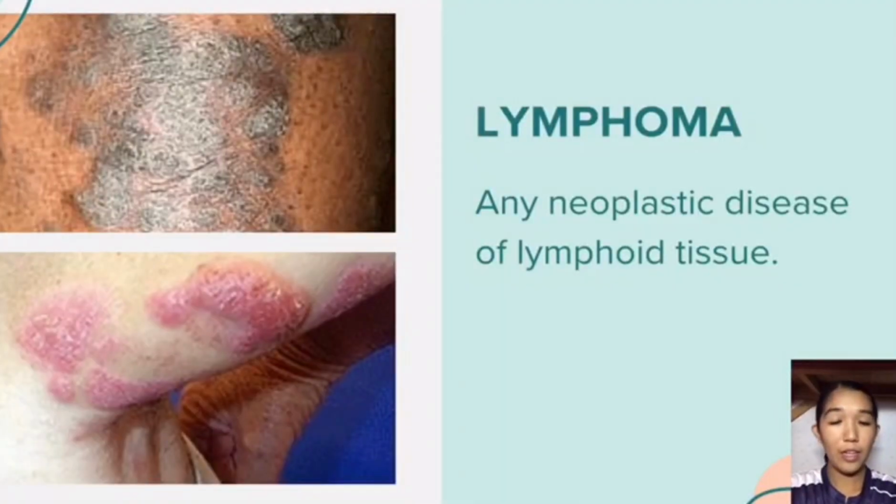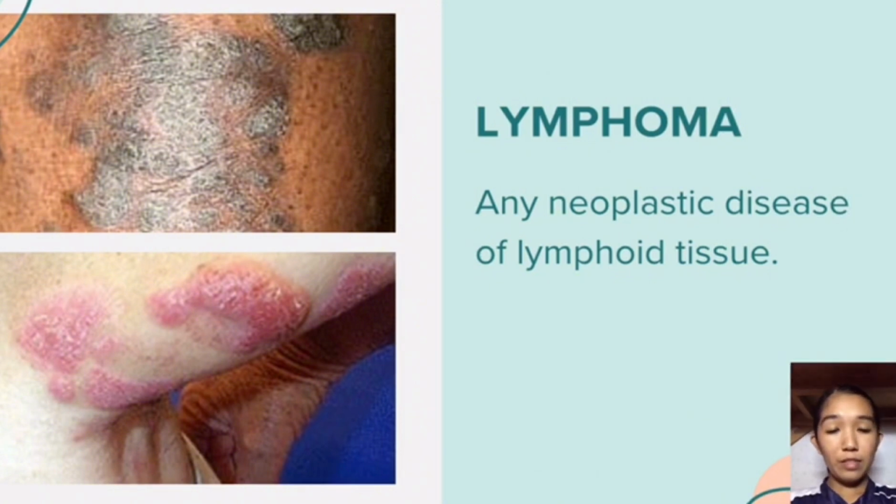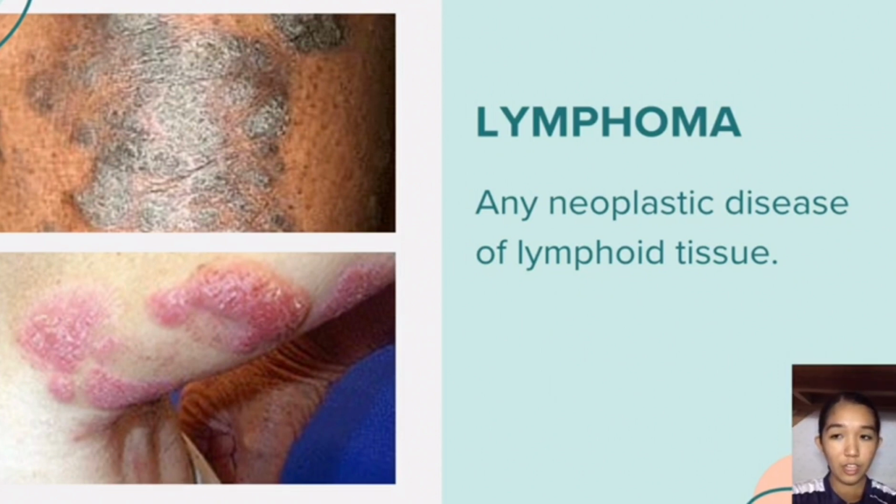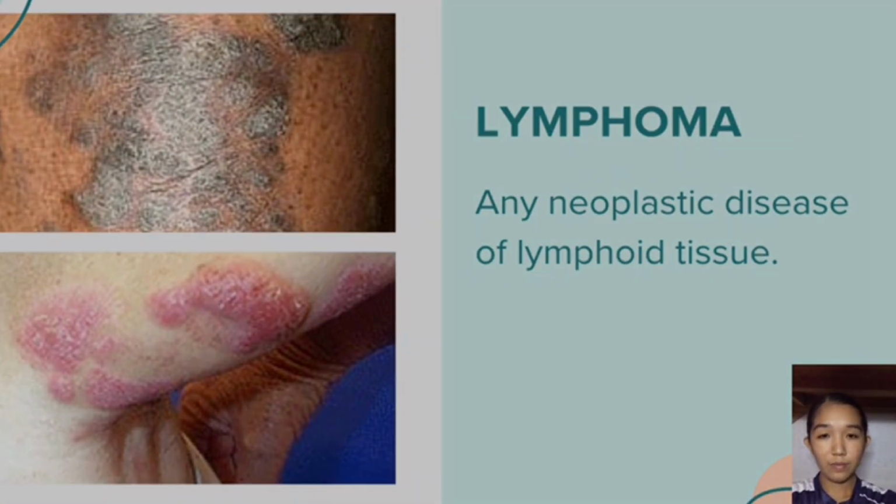Lymphoma, a neoplastic disease of lymphoid tissue. Lymphomas refer to types of cancers that begin in the lymphatic system when abnormal white blood cells grow. These are the signs and symptoms of lymphomas. They may include fever, night sweats, itchy skin, shortness of breath, unexplained weight loss, and fatigue.